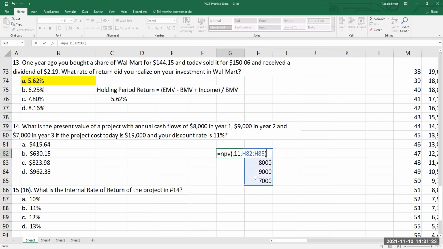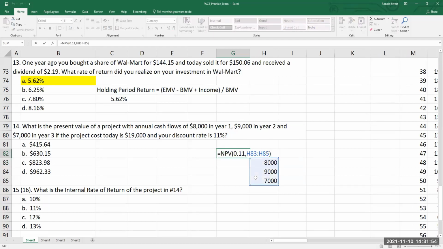And you should keep the project cost and so I put it into the. Well, you're right. You actually don't put the project costs in there. You subtract it at the end. All right, so subtract the 19,000 from that.